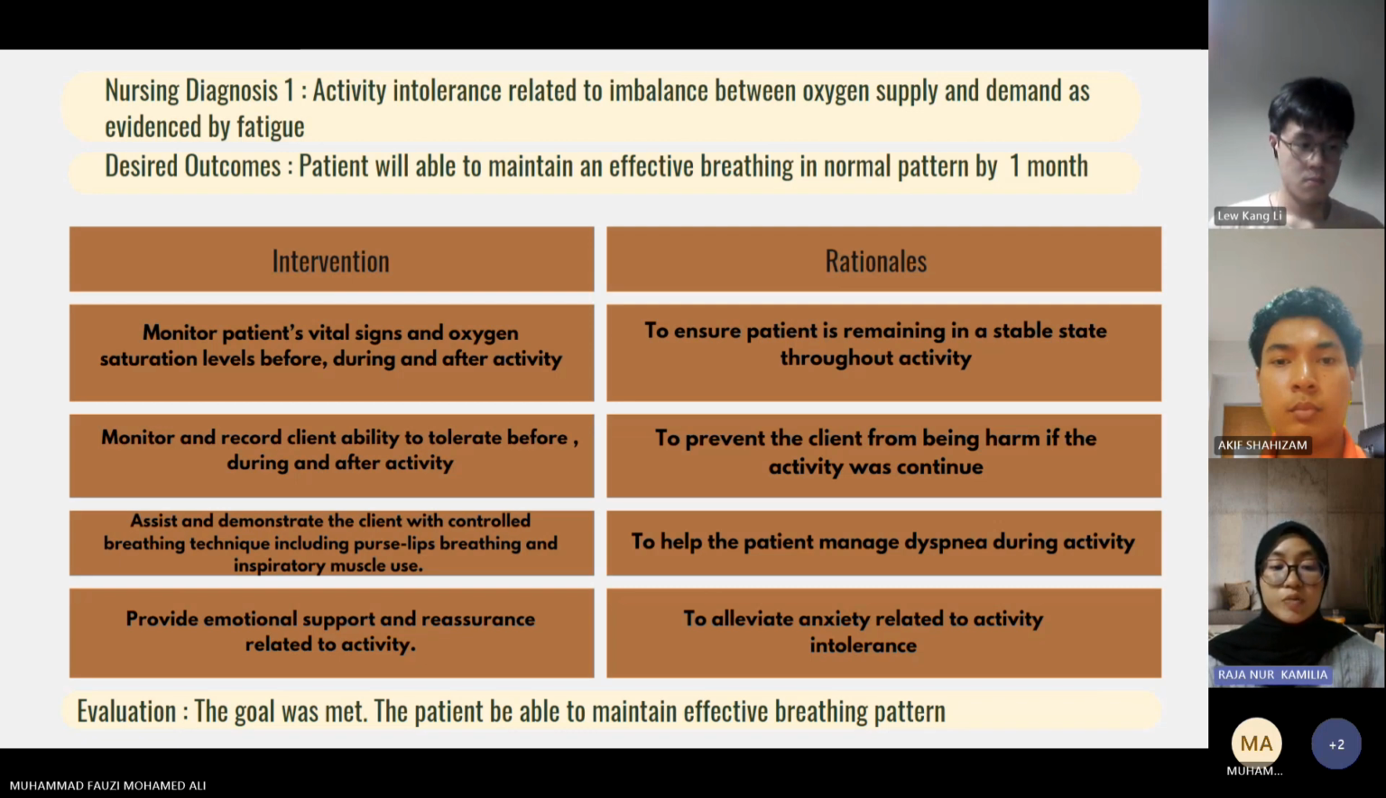And the next, we will assist and demonstrate to the client the controlled breathing technique, including pursed lips breathing and inspiratory muscle use to help the patient manage dyspnea during activity. And then lastly, we will provide emotional support and reassurance related to activity to alleviate anxiety related to activity intolerance. So the evaluation is the goal was met and the patient is able to maintain effective breathing patterns.